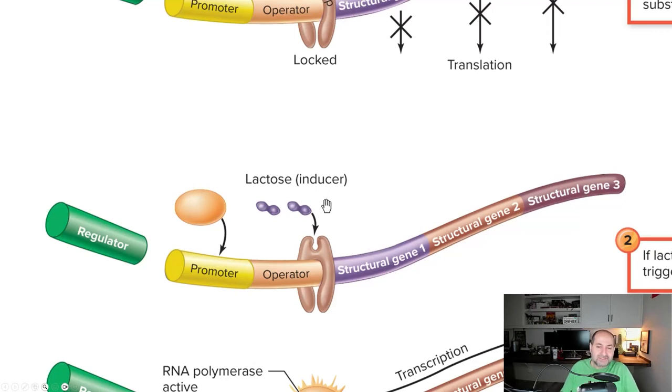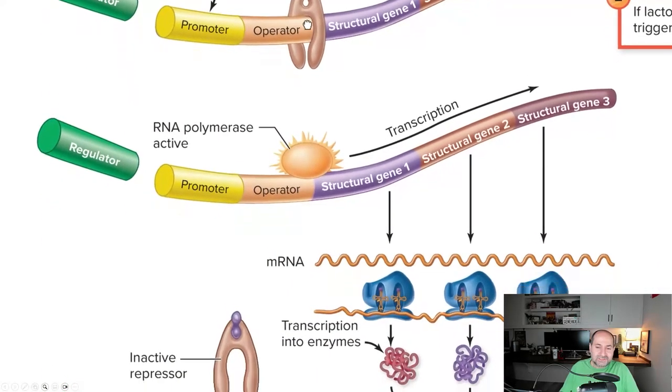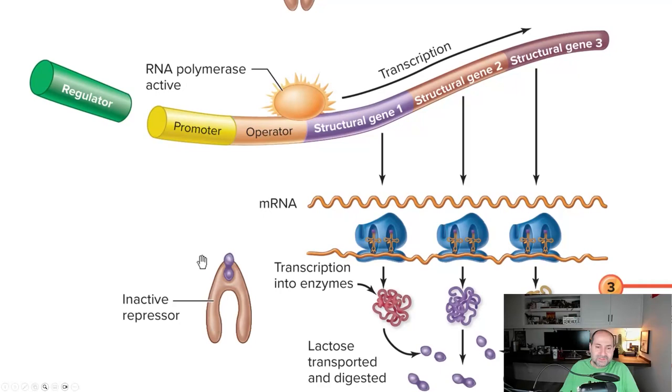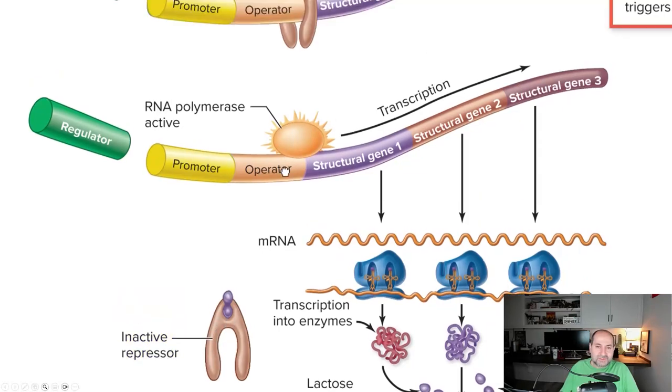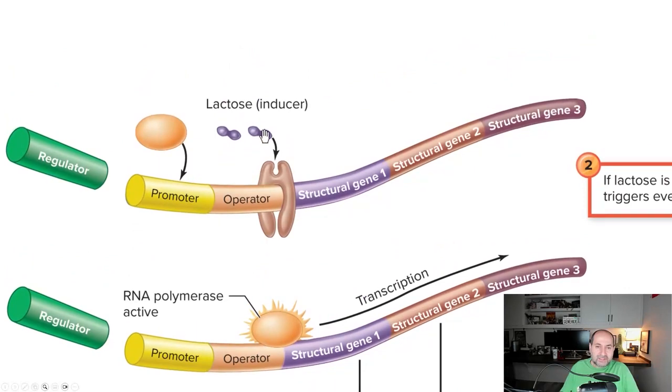How can that be? Take a look. The lactose disaccharide directly binds to that repressor protein. And when it does, watch, look what happens. The repressor becomes inactive, which means upon lactose binding, this changes the conformation, changes the shape, if you will, of the repressor, allowing the repressor to leave the operator.